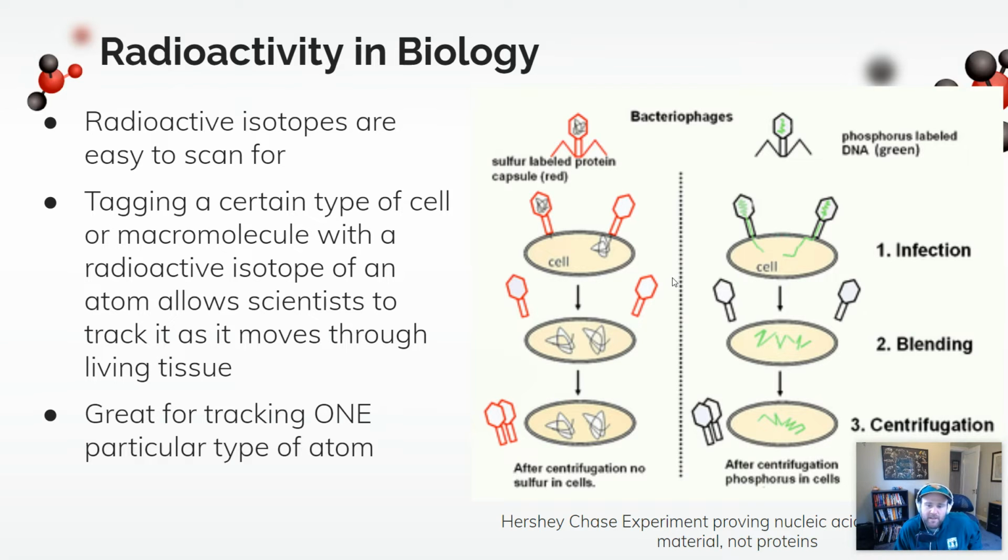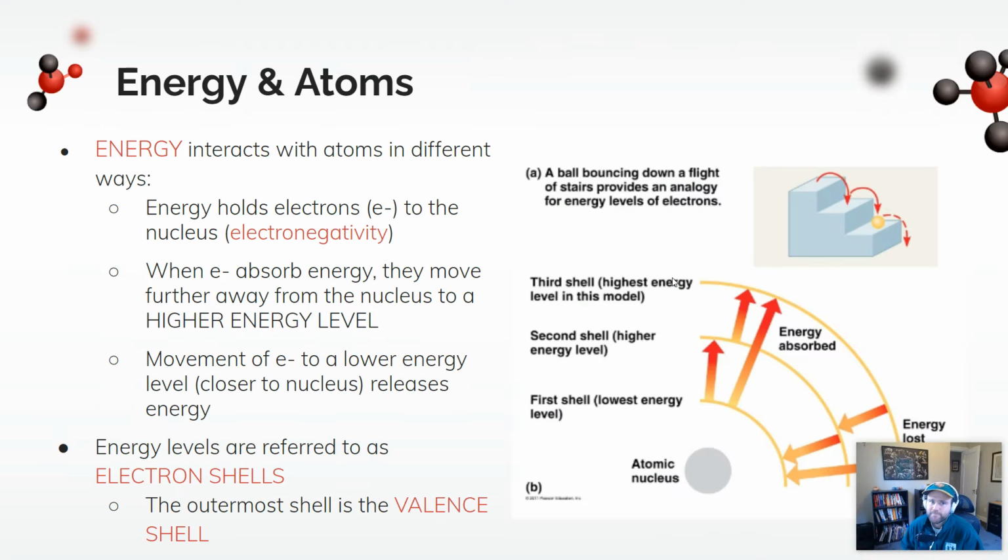In a famous experiment by Hershey and Chase, they proved that nucleic acids were the material of biological heredity by tagging little viruses, with an isotope on their proteins and a different isotope on their nucleic acid, or their DNA, and then tracked how that moved through the reproductive process. They found that the radioactive isotopes only stayed when it was tagged on the DNA. So radioactivity is really useful for tracking things in cellular biology.